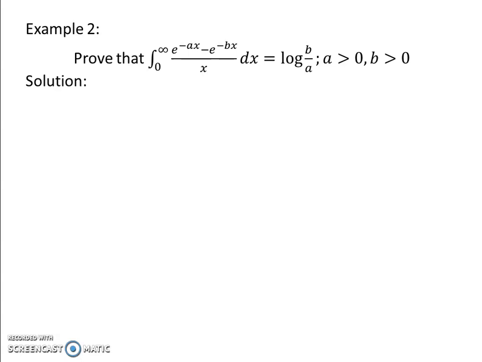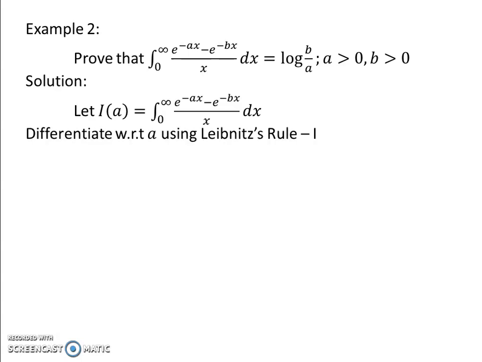So again there are two parameters a and b. We can choose one of them as parameter and one of them as constant. So for simplicity we consider a as parameter, b as constant. Let I of a equal to integration 0 to infinity e raised to minus ax minus e raised to minus bx upon x dx. So let us differentiate I of a with respect to a using Leibniz rule number 1. Therefore, in LHS we get I dash of a equal to integration 0 to infinity as it is del by del a of e raised to minus ax minus e raised to minus bx upon x dx.